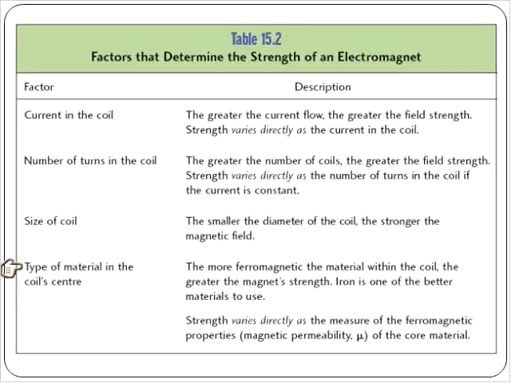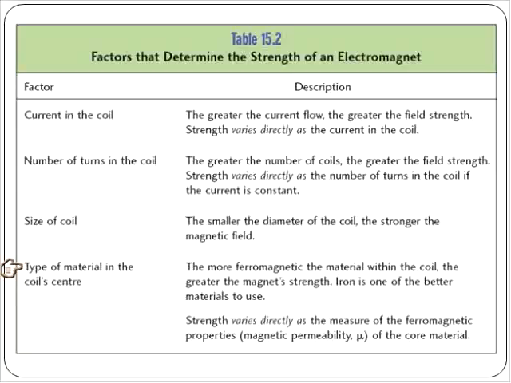For example, by taking a coil of wire and putting an iron core in the center, we can magnify the strength of that magnetic field by over 1,000 times just by simply putting a piece of iron in the center. Ferromagnetic materials can really increase the strength of an electromagnet. The strength varies directly as the measure of ferromagnetic properties, and we call that the magnetic permeability. We're going to look at that a little more in another topic.